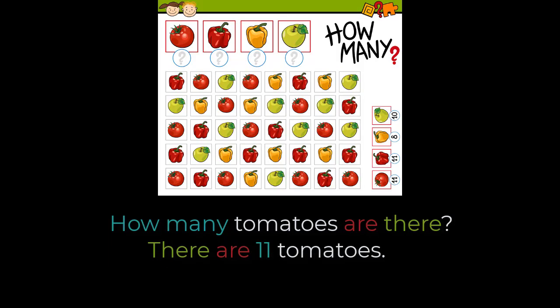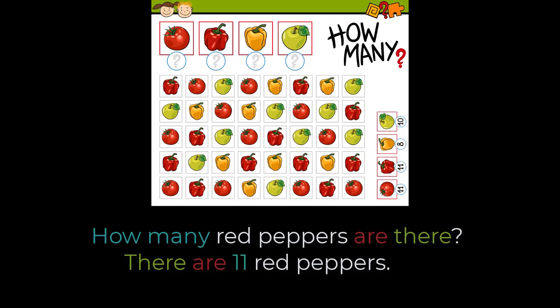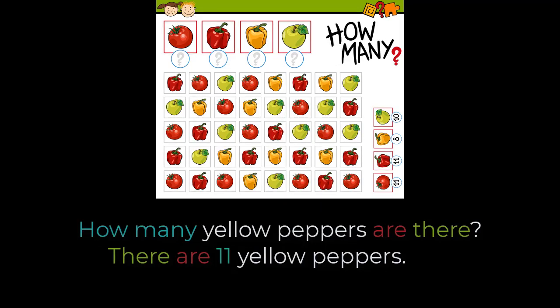How many tomatoes are there? There are 11 tomatoes. How many red peppers are there? There are 11 red peppers. How many yellow peppers are there? There are 11 yellow peppers.